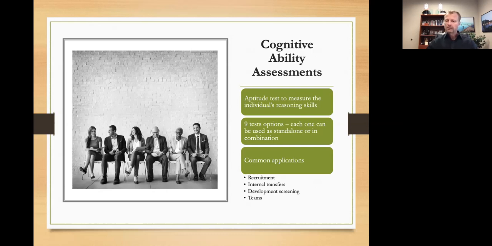But the cognitive ability assessments really are tests. They measure, like the name implies, individuals' cognitive abilities in different areas. In fact, there are 9 different tests available to our clients that measure different things, and we'll talk about those in a moment. But in real life applications, you would really never use all 9 at one time. One is that you may not need to measure cognitive abilities in all of those areas.